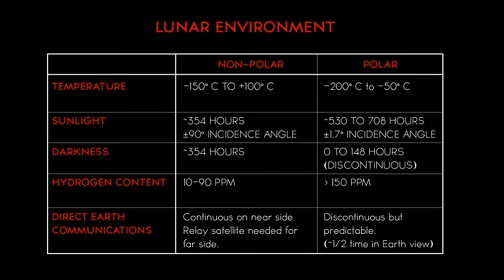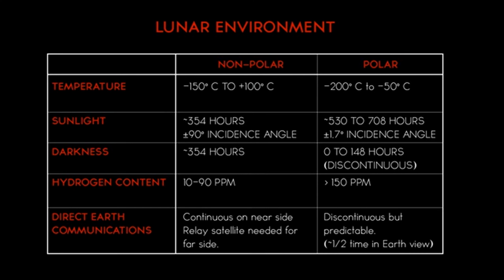Lastly, direct-to-Earth communications. The moon is in locked rotation with the Earth, and that means that basically wherever you are in the lunar near side, the Earth will be in sight and it'll always stay in the same place. At the poles, the Earth is really low to the horizon.